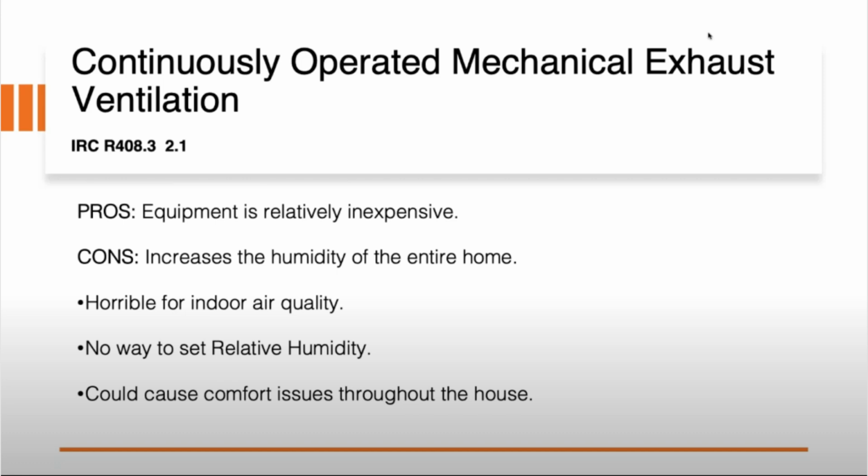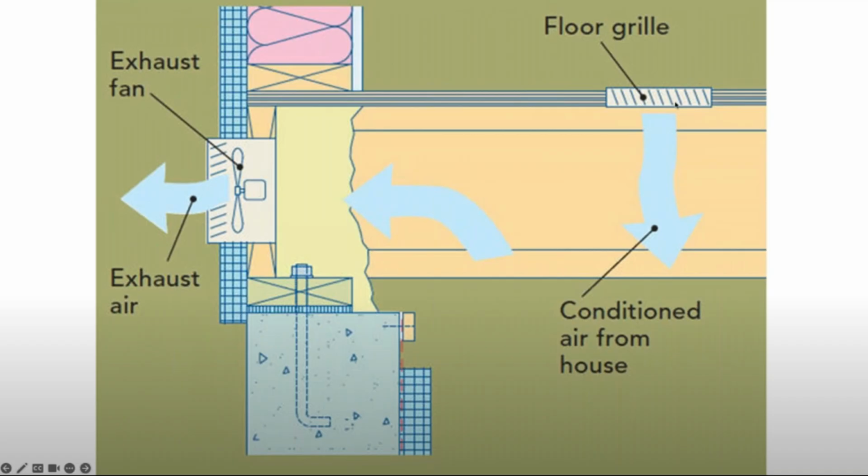This system is not good for indoor air quality and can cause comfort issues throughout the house. The reason being is the effect it has on the crawl space. Basically, we have our floor grill that is allowing conditioned air per code to come into the house, and we are exhausting it out of the vent in the crawl space. The challenge with this is when you exhaust air out, makeup air has to be brought into that house somewhere. The house is always trying to equalize.